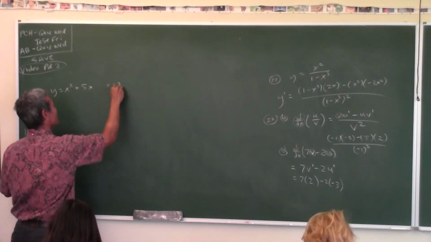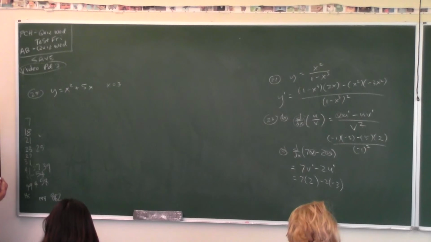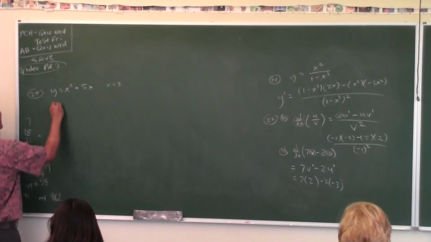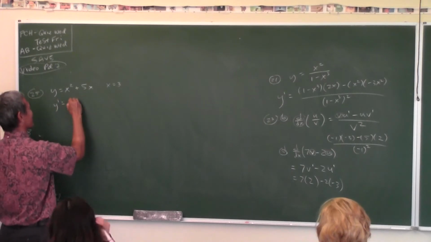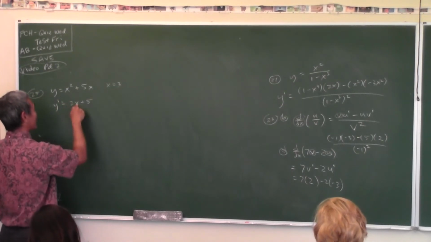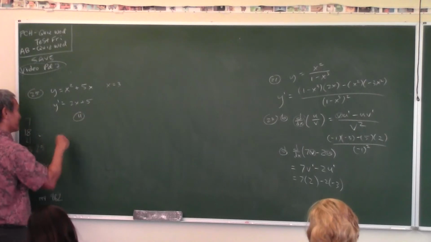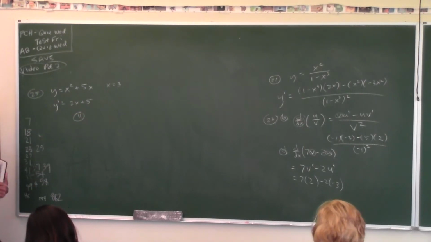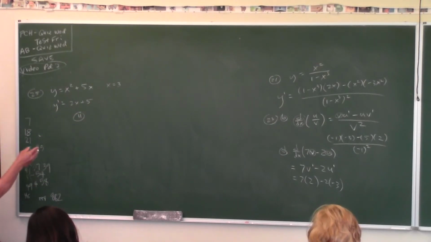Okay, when x equals 3, they want to know what is the slope of the tangent line. Well, what tells you the slope of the tangent line? The derivative. So you compute the derivative. This one's just too easy. 2x plus 5. Then you plug in 3. 6 plus 5, 11. Bam. That's it. The derivative is a formula that tells you the slope of the tangent line, right?